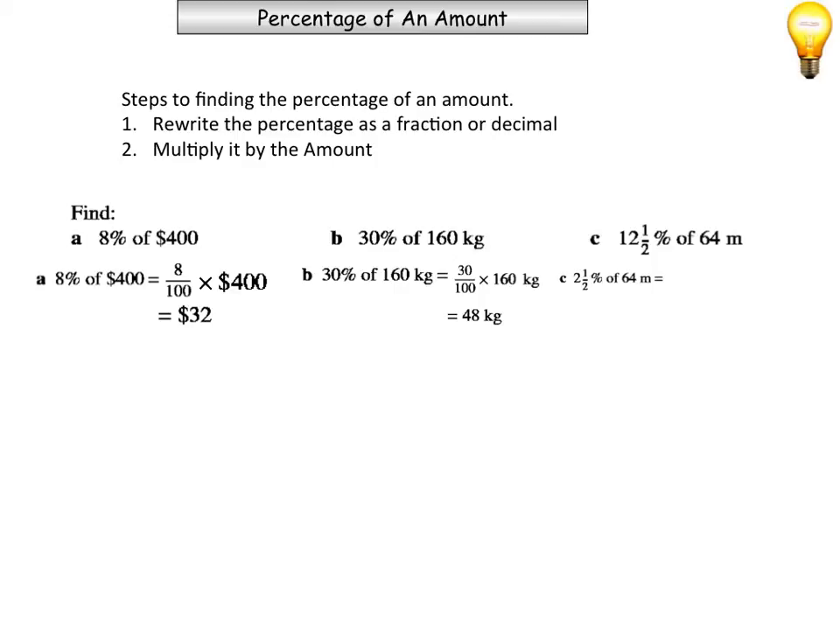Alright, the next step is that we need to write 12.5% as a fraction. So you could write this as 12.5% over 100 in your calculator, or 12.5%. Both ways will work. Multiplying it by the 64 meters, and that gives us 8 meters.